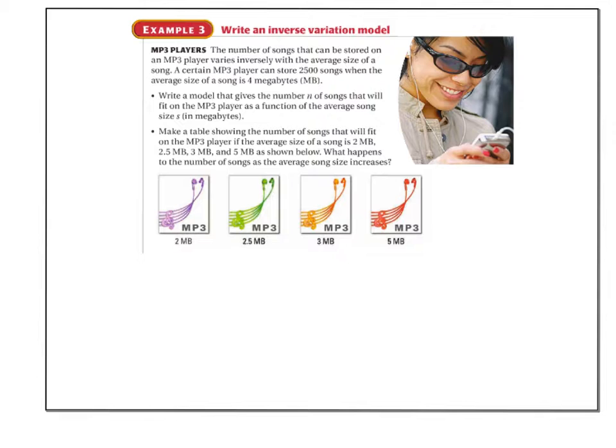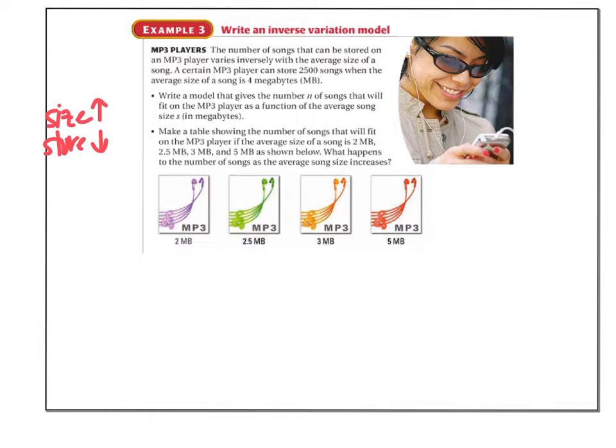Here's a practical application where you would see inverse variation. It says the number of songs that can be stored on an MP3 player varies inversely with the average size of the song. A certain MP3 player can store 2,500 songs when the average size of a song is 4 megabytes. Well, it makes sense that this is inverse variation. As the size of your songs goes up, the number of songs you can store goes down.